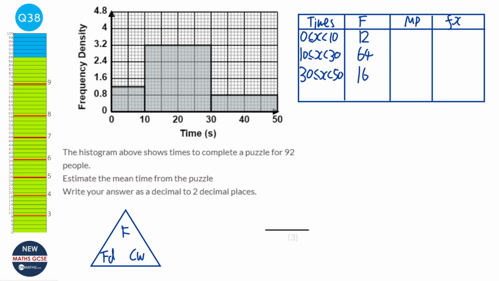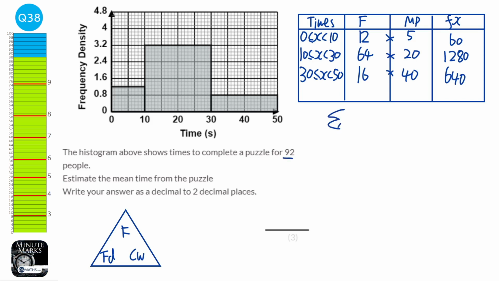Okay, so we've got our table from the histogram, and we're asked to find the mean. So hence us doing the midpoint, etc. So the midpoint is 5, 20, and 40. And then the fx, we just times these together, and that would be 60, 1,280, and 640. Now, something I said earlier is that the frequency density is proportional to the frequency divided by class width. It does tell us there are 92 people, and if you do the sum of the frequencies, you do get 92.